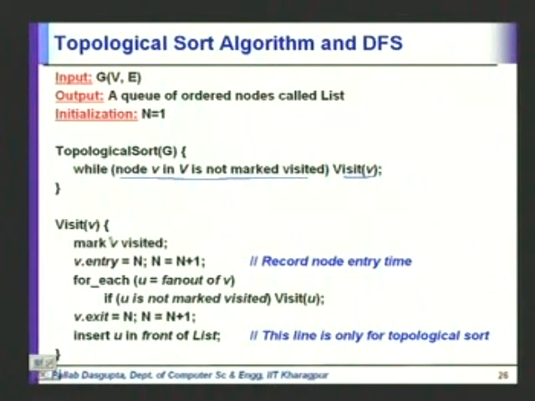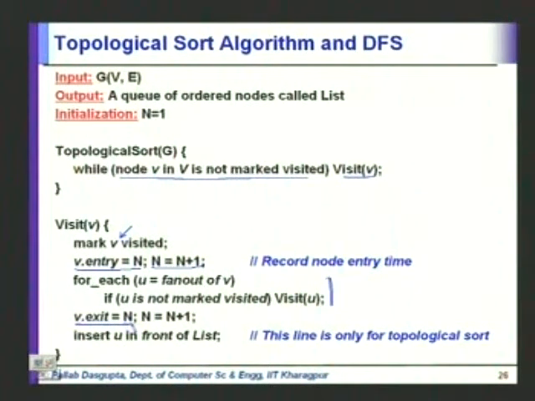So, what does the visit function do? It first marks V as visited, which is the standard thing that we do in depth first traversal. Then we give the entry label of that node as the current value of the time. So n is the time stamp that we are using, and every time we give the stamp, we increment the stamp. Then for each u in the fan out of V, if u is not marked visited, then visit u. And when you have completed all the outgoing edges from V, then you backtrack from V.